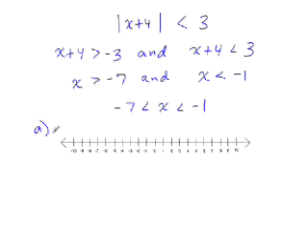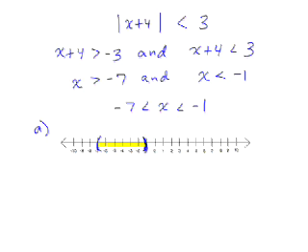So part A, graph our solution set on the number line. Again, we're going to have a parenthesis at negative 7, a parenthesis at negative 1, and x is everything in between those two, not including those. So we will shade between negative 7 and negative 1.